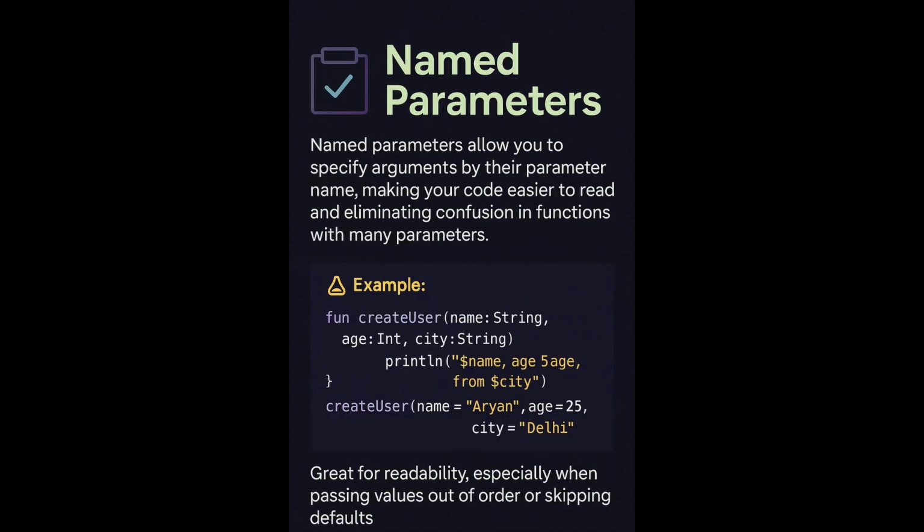Named parameters. Named parameters allow you to specify arguments by their parameter name, making your code easier to read and eliminating confusion in functions with many parameters. Here is the example you can see now. Talking about the use case: great for readability, especially when passing values out of order or skipping defaults.